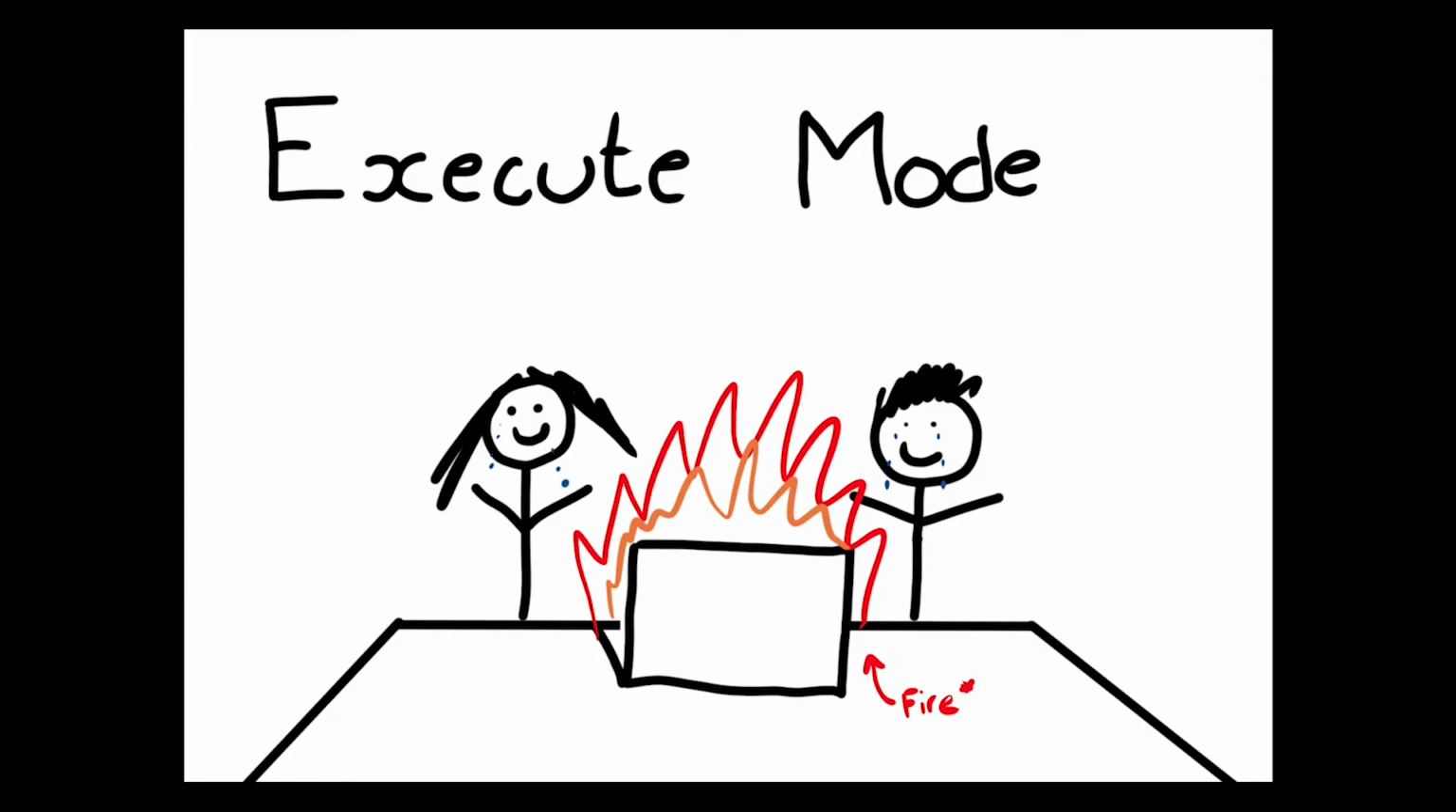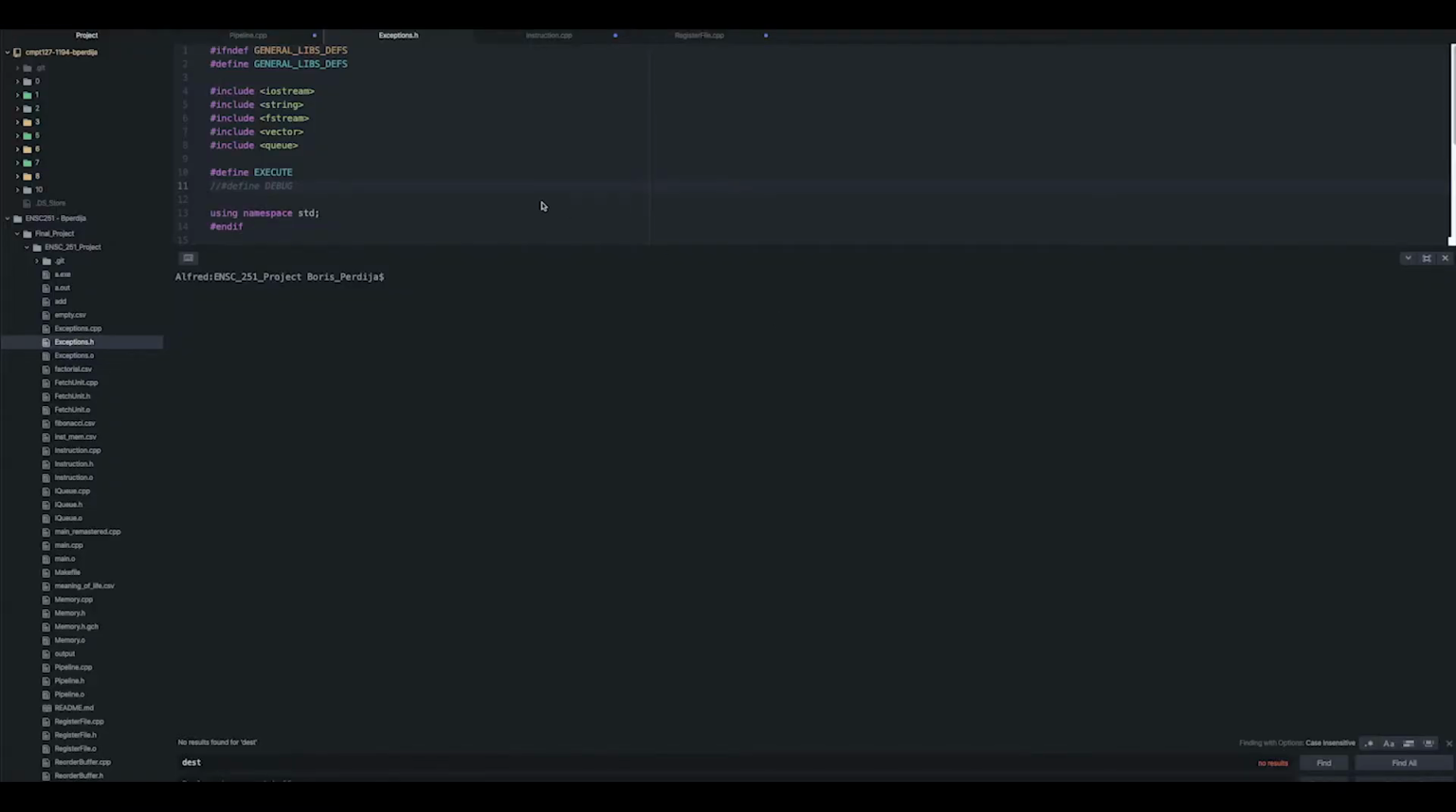Execute mode. Okay, here we're going to demo our execute and debug phases. For the first bit, we're just going to have execute run and not our debug. So to begin, we're just going to do a make clean just to wipe the previous makefile, and then we're going to make it again.